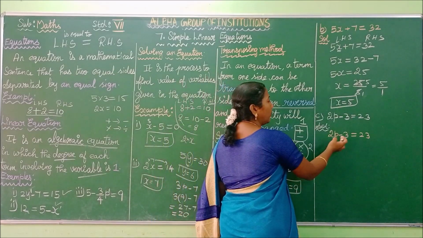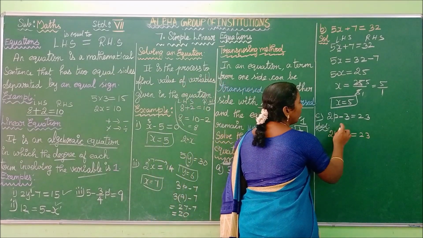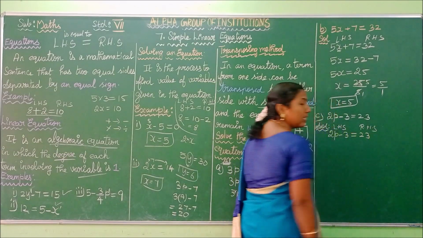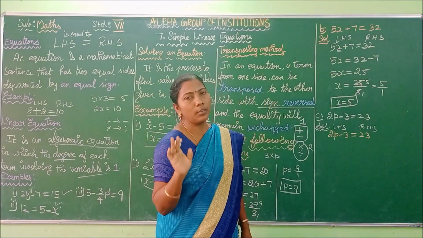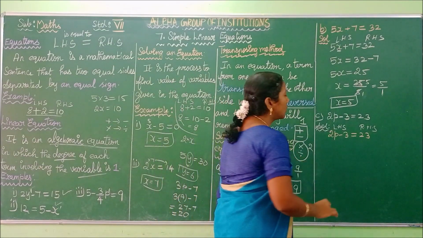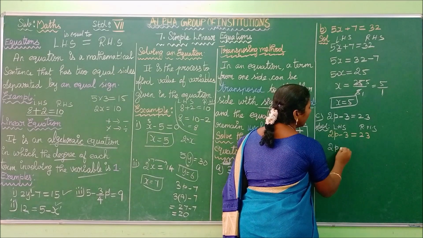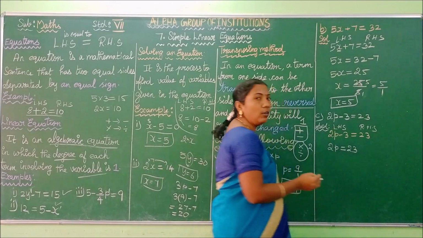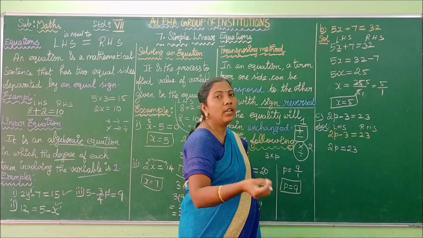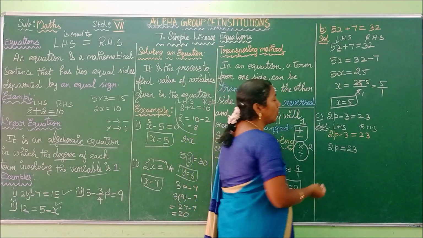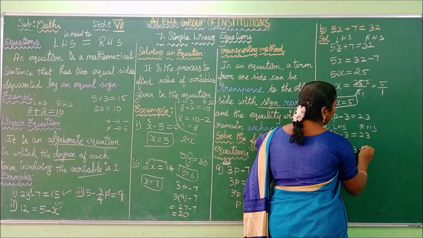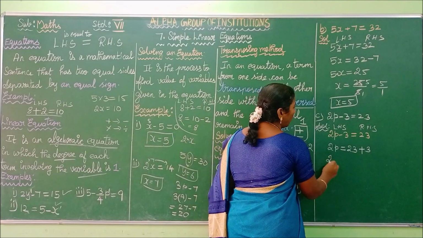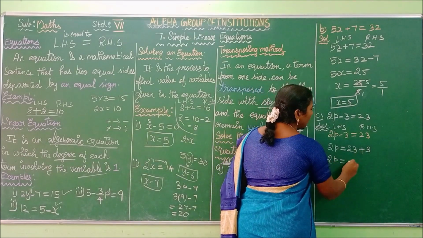For the first step, you have to bring this minus 3 from LHS to RHS. No need to write this LHS and RHS, students. For your understanding purpose only, I am writing it. Okay. So 2p equal to 23 minus 3. While you are bringing one term from one side to another side, its sign should be reversed. So you have to reverse its sign. So it became plus 3. Do you understand children? Here, okay. 2p equal to 23 plus 3, 26.